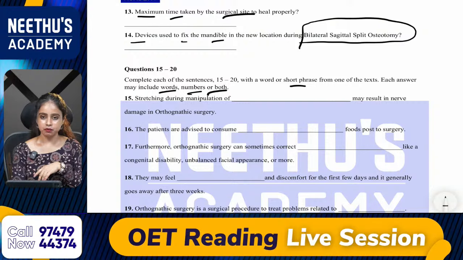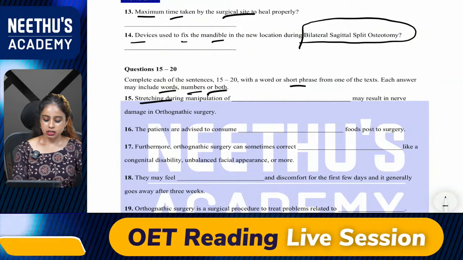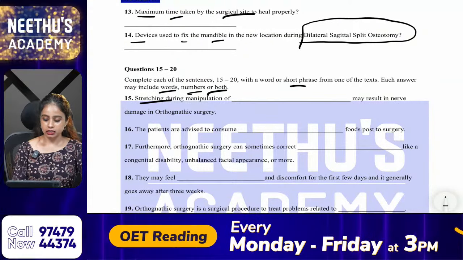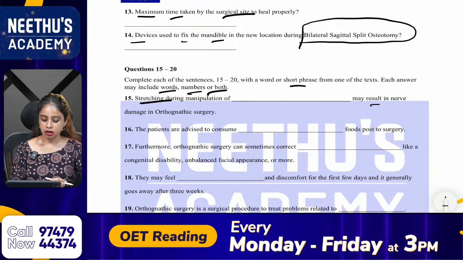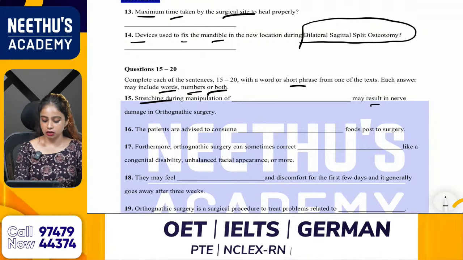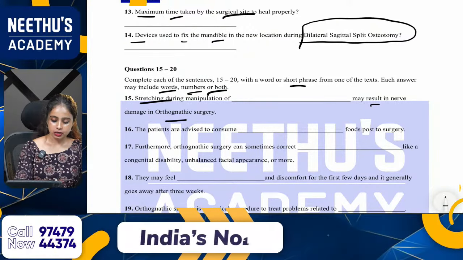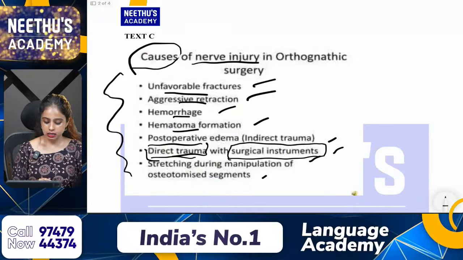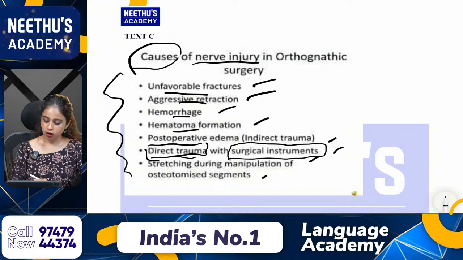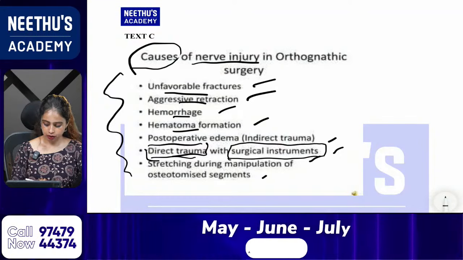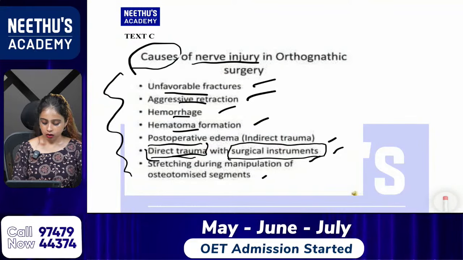Okay. Then 15th question. Stretching during manipulation of dash may result in nerve damage in orthognathic surgery. Okay. So, what is the missing word there? As we can see from text C, okay, the last point, look at the last point. All the other keywords are mentioned there in the last point.